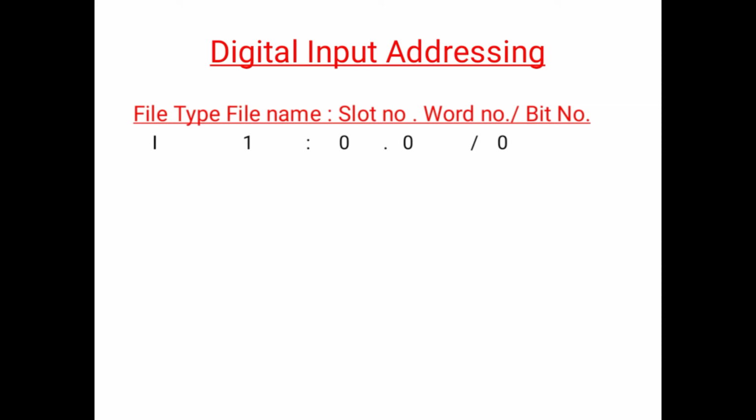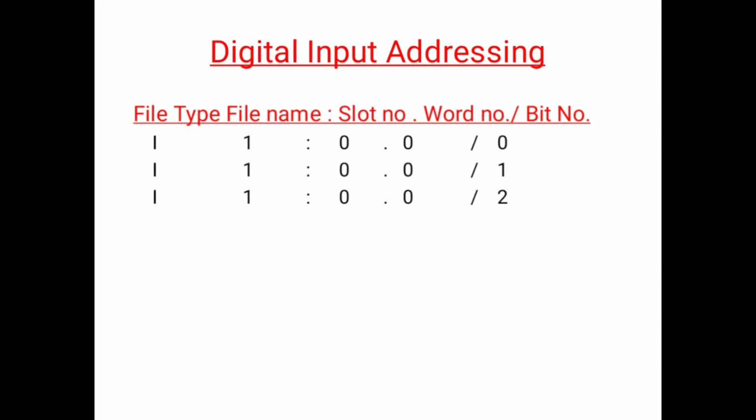Now let's proceed to the second input. File type is I, remains the same, file name is 1, remains the same, then colon, slot number remains the same because it is a compact PLC and there are no slots. Word number will be the same because in one word there are 16 bits, so word number is 0, slash, the bit number will change. The first bit was 0 and this bit is 1, so this is the second input. Similarly, the third input will be I1:0.0/2.